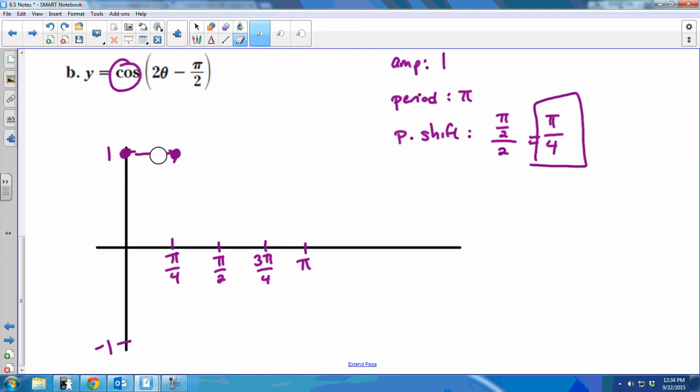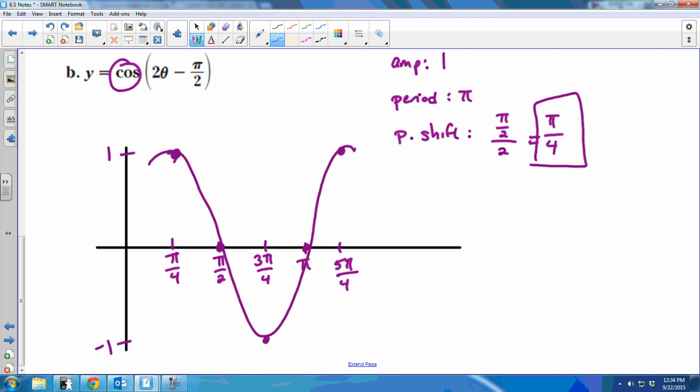We're starting at positive pi over 4 instead of at 0. Yeah? Cosine then decreases. We have to show one full period, so I haven't gotten to the point where it's going to repeat yet. So I have to add in one more segment on my scale, so that would be 5 pi over 4. Questions about that?